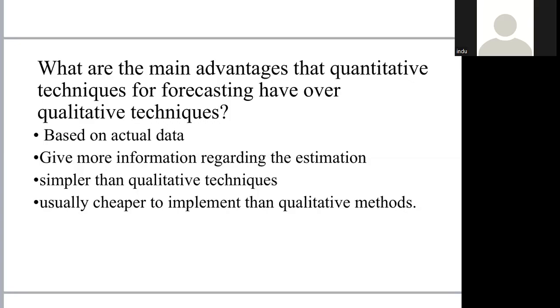So next, quantitative techniques for forecasting are usually cheaper, less costly to implement than qualitative methods. Because qualitative methods require the use of surveys, right, expert opinion, and alternative scenarios, which require consulting and paid advisory to compile. So therefore, for the qualitative method, we have to pay more money, right? That means it's maybe costlier than the quantitative method.